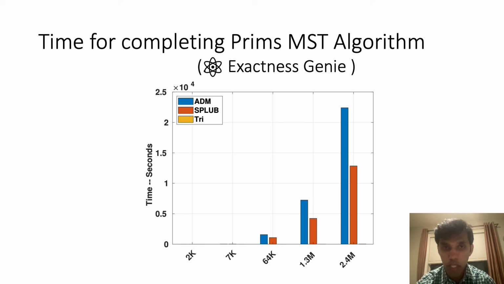Let us take a quick look at the results for the PRIMS algorithm. You can see that ADM takes a very large amount of time, SPLUB takes a fraction of the time required by ADM, and tri-scheme is blazingly fast. You can't even see it in these graphs.